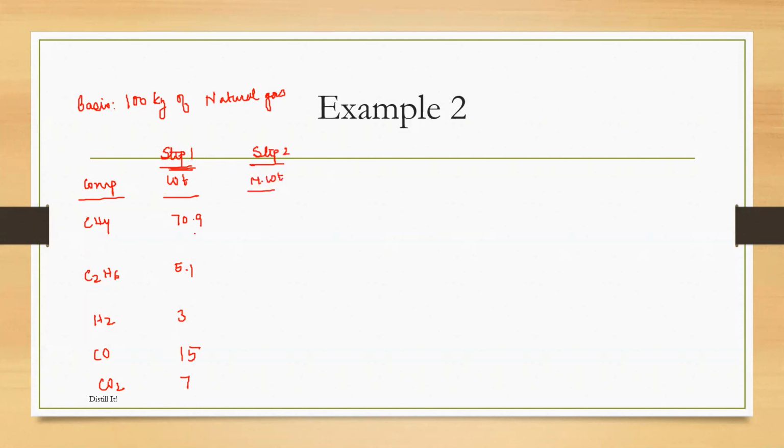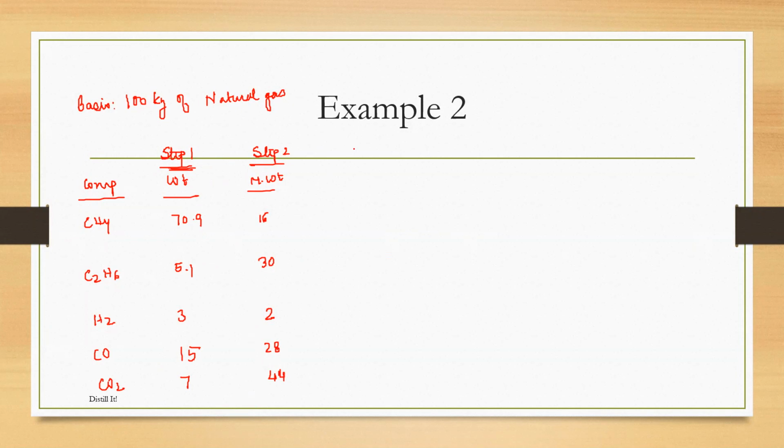Then once you get weight, step 2 is to get the molecular weight. So the molecular weight of methane is 16 kg per kilomole. Ethane is 30 kg per kilomole. Hydrogen is 2 kg per kilomole. Carbon monoxide is 28 kg per kilomole. And carbon dioxide is 44 kg per kilomole.